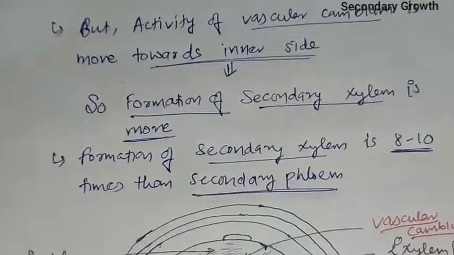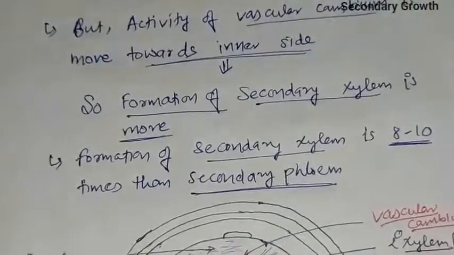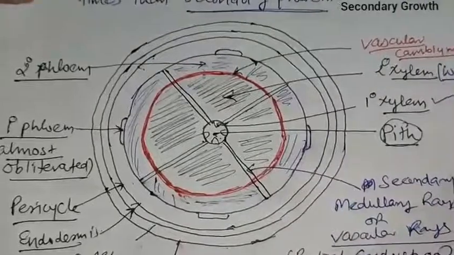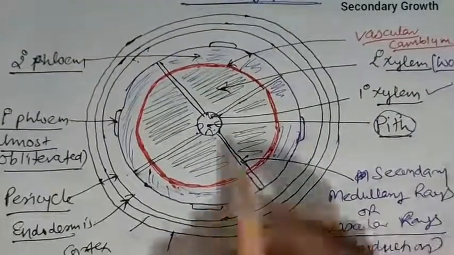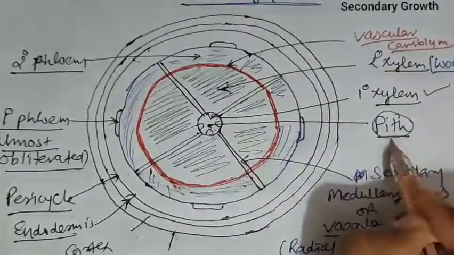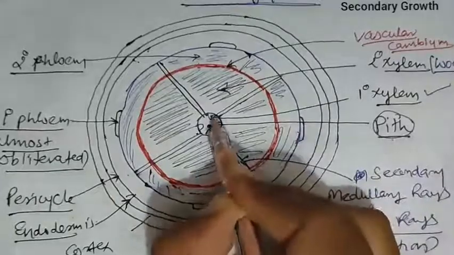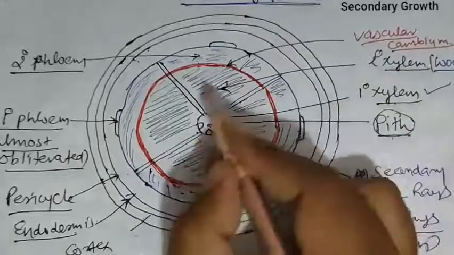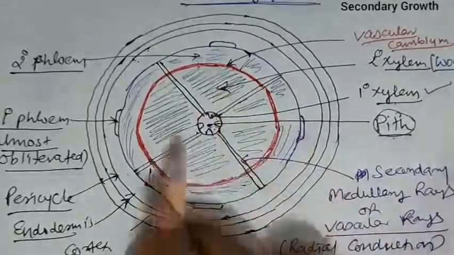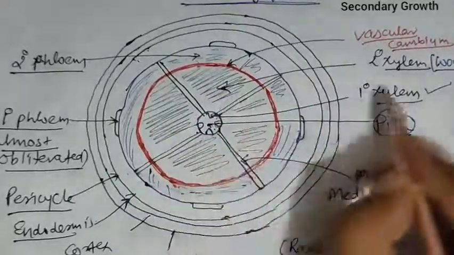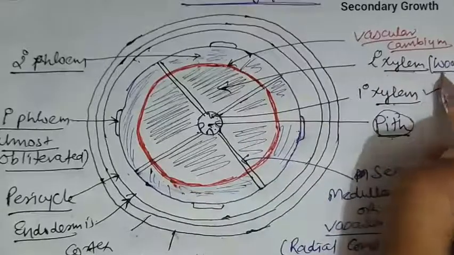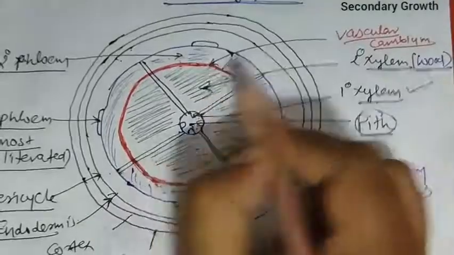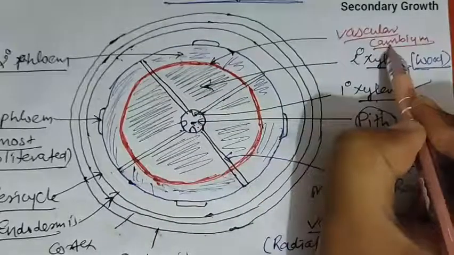Now we understand this activity of the vascular cambium and its result by a diagrammatic pattern. In this diagram you will find a centrally located pith. Outside the pith you will find these structures, they are the primary xylem. Outside the primary xylem you find the secondary xylem, and secondary xylem is known as wood. Outside this secondary xylem you will find the vascular cambium, that is the vascular cambium ring.